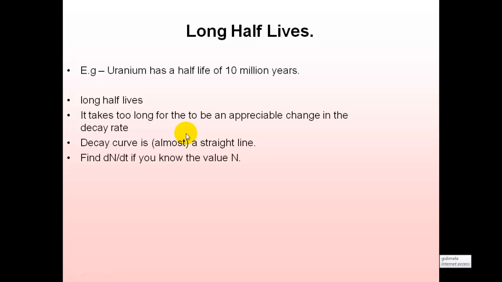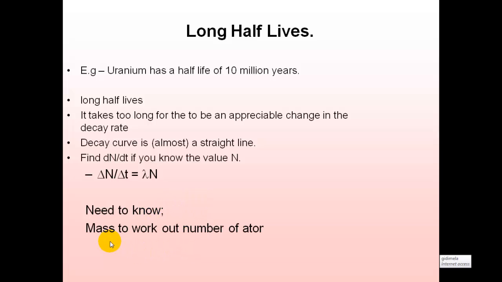Now, if you know the rate of decay by the number of particles that decay each second, and you know the value of N, then directly you can find out lambda. Remember, this is the decay rate, this is the original number, or the number at that time, and then we can find out lambda. So we need to know the number. In other words, we need to know the mass of the substance to work out the number of atoms that we have. We also need to know the decay rate, and that will be using a Geiger counter, which will count the number of disintegrations per second.